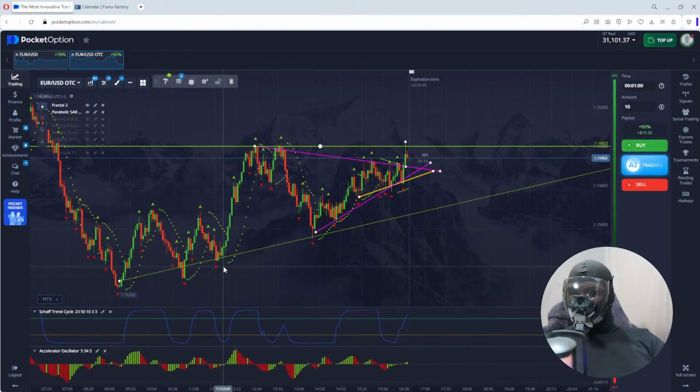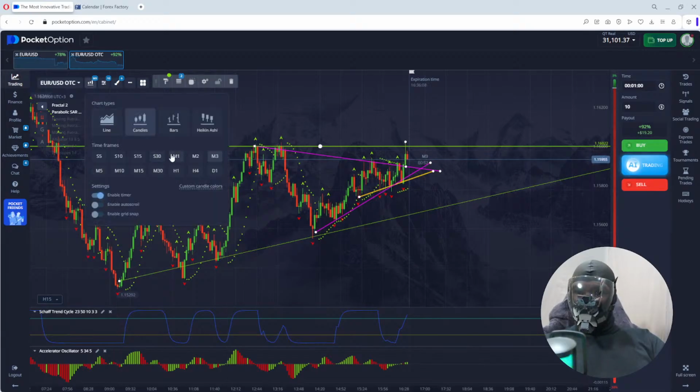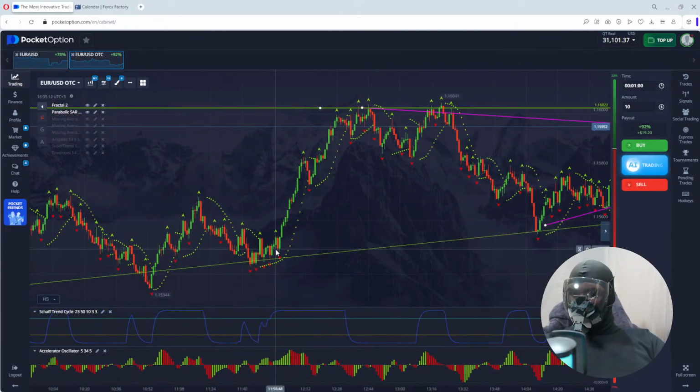It did continue, and if this is 3 minutes, then we got 1, 2, 3, 4, 5, 6, 7, 8, 9, 10, 11, right? So 33 minutes, essentially over half an hour worth of a bullish trend. Let's actually take a look. So from here, from 12 o'clock, essentially. Let's see, where is that beautiful trend from 12? Yeah, right about here, right?